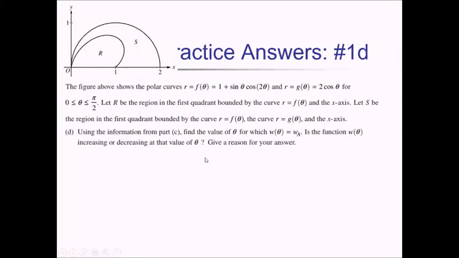For the last part of this problem, using the info from part C, we want to find the value of theta for which w of theta equals the average value of w. And we also want to know if w is increasing or decreasing at that value.